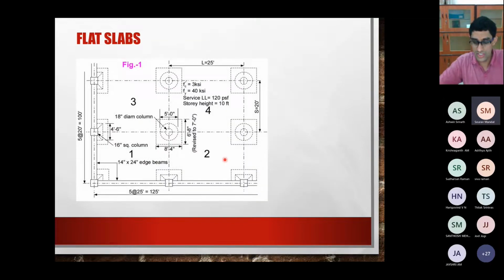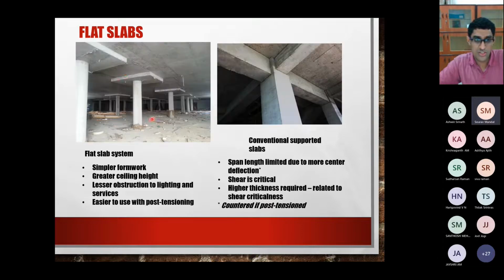So this is the layout of a flat slab system. Just for an example, I've taken it from somewhere. So basically you have this column. You may have a thickened part around the column, and then you have that. So this square is what you see over here. This is the inner circle.